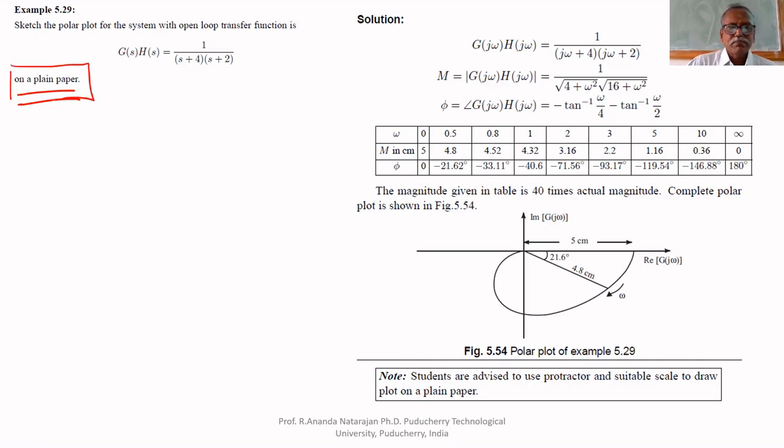Draw on a plain paper. To draw on a plain paper, you need a protractor and scale. If you have them, you can draw on a plain paper. So first you have to prepare a table to draw that.